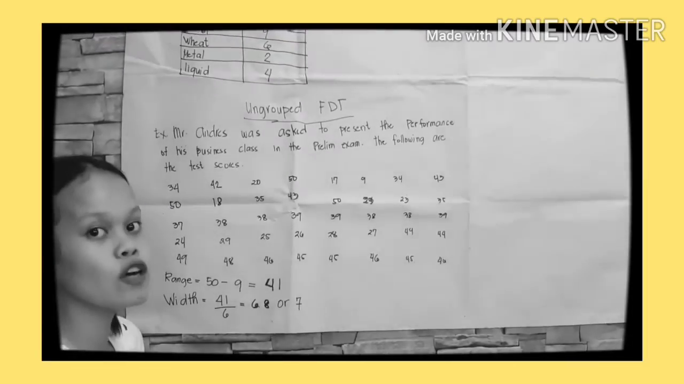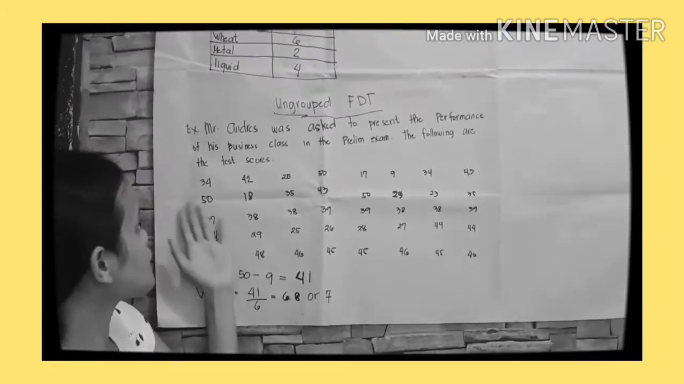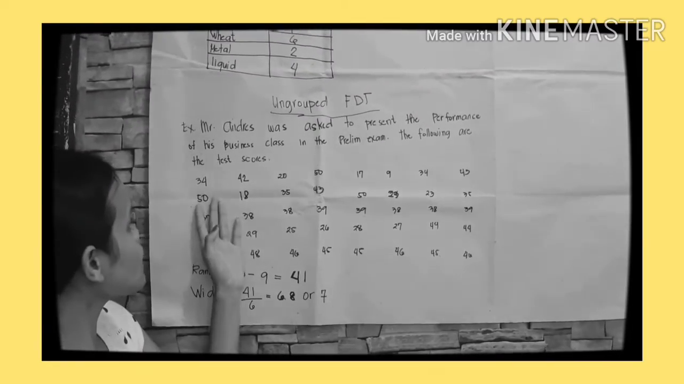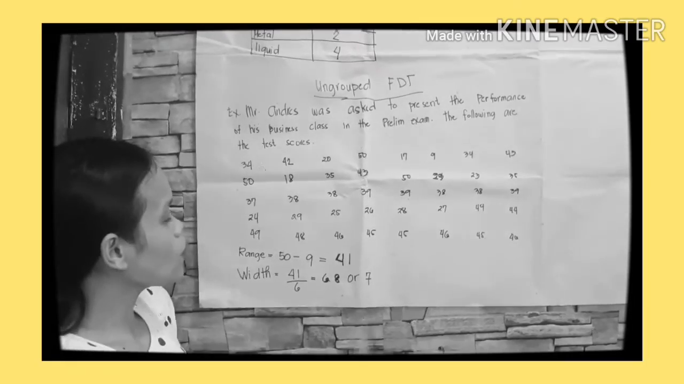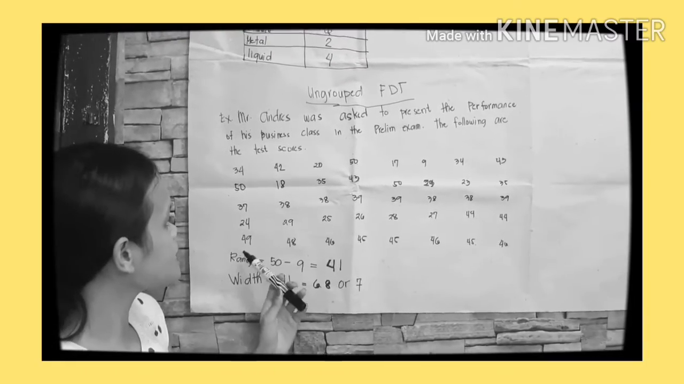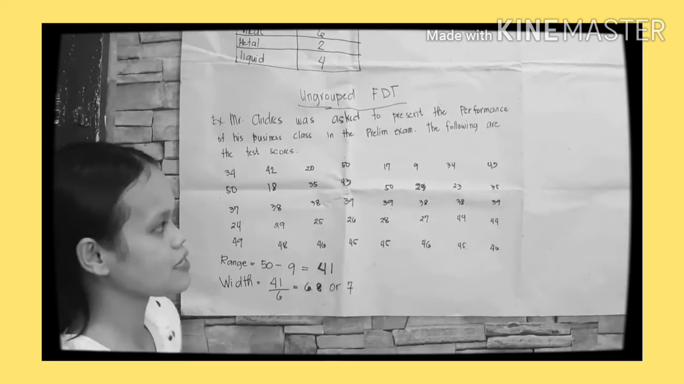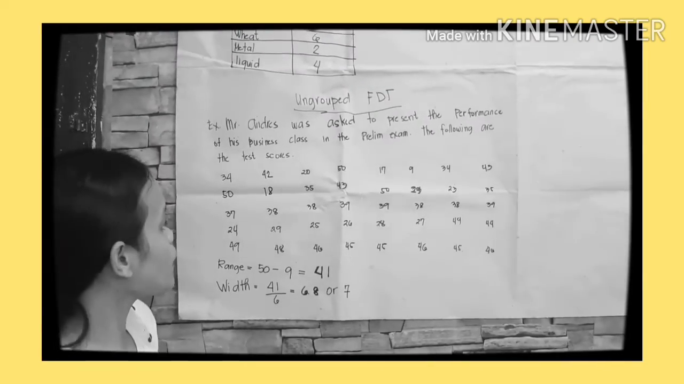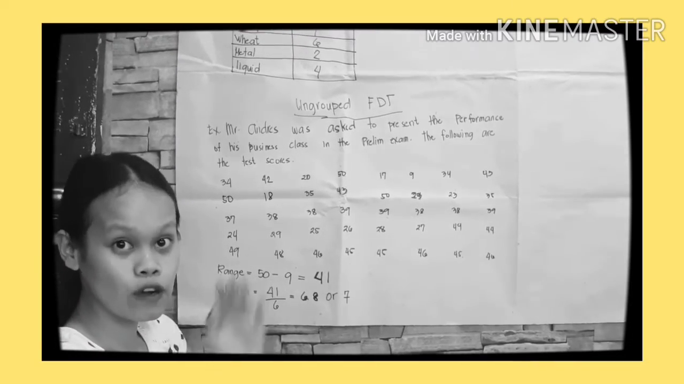So I have here an example of ungroup frequency distribution table. So the example is Mr. Andres was asked to present the performance of his business class in the following exam. The following are the test scores. So these following numbers is the test scores of his students. So this is 34, 50, 37, 34, 49, 42, 18, 38, 29, 48, 20, 35, 38, 25, 46, and so on. So first we're going to identify its range, which is the highest number minus the lowest number of the set data.